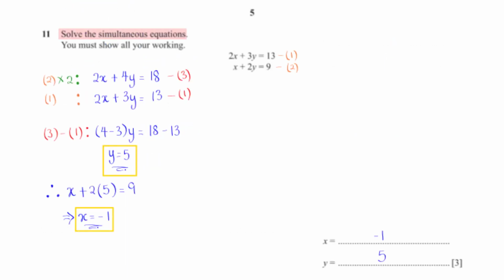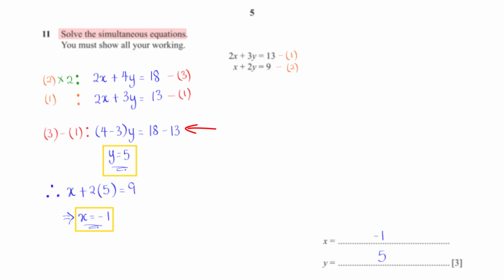Solve the simultaneous equations. You must show all your working. 2x plus 3y equals 13. x plus 2y equals 9. So we'll be using the elimination method. Since we have 2x in equation 1, if we are able to get 2x in equation 2 and subtract both equations, we will be able to eliminate x. So when we multiply equation 2 by 2, 2 times x gives us 2x, 2 times 2y gives us 4y, and 2 times 9 gives us 18. So now we have 2x in equation 2, and we've labeled this equation as equation 3.